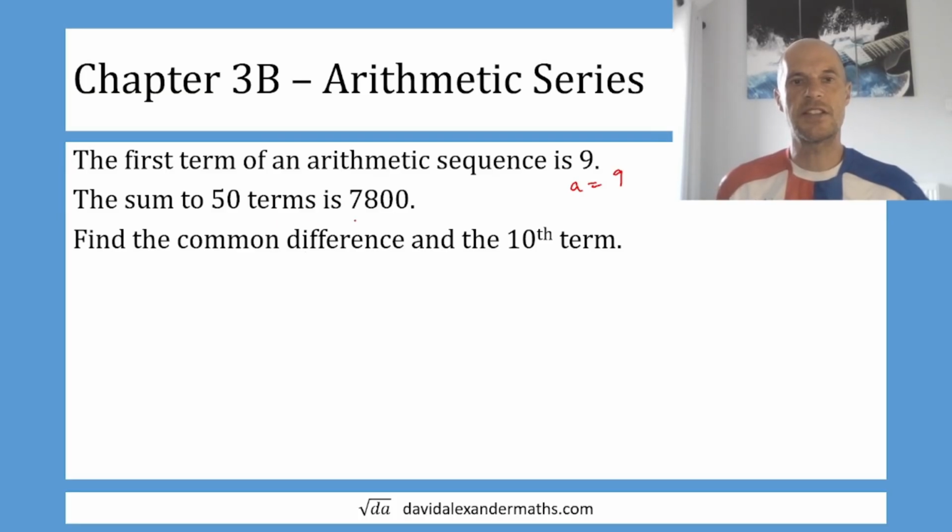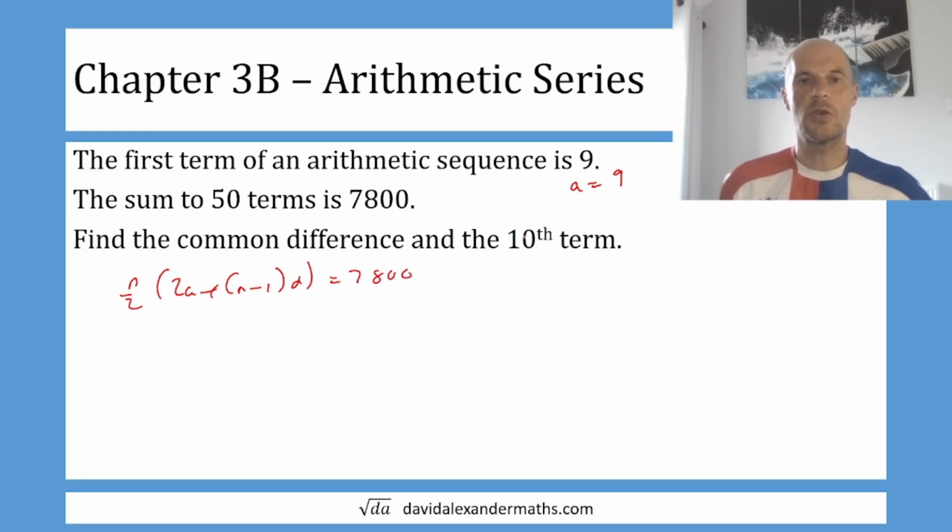The sum to 50 terms is 7,800. So what that means is n over 2 lots of 2a plus n minus 1 d is 7,800. Okay, so I'm sure that with this information I can work out what d is. Now, we know a is 9 and n is 50, so 50 over 2 is 25. So it's 25 lots of 2 times a, which is 18, plus n minus 1, which is 49d, and that equals 7,800.